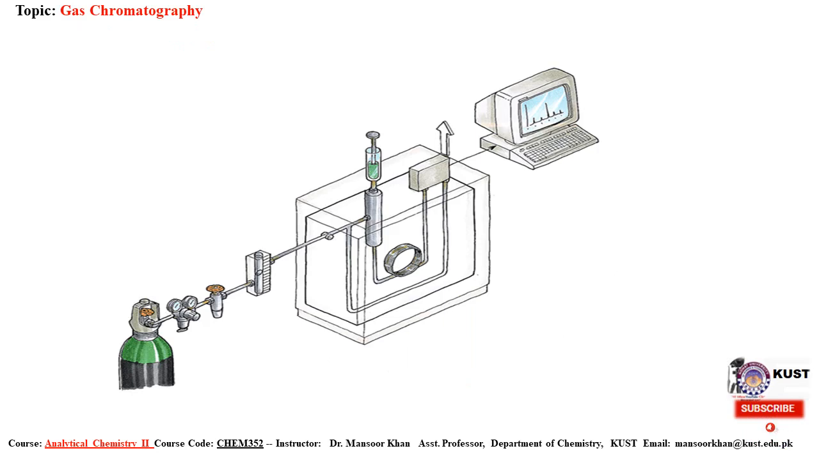This is another block diagram of the gas chromatograph which shows the carrier gas, oven, column, injection port, detector, and readout devices. This is exactly the block diagram of gas chromatography with which we can successfully perform gas chromatography.